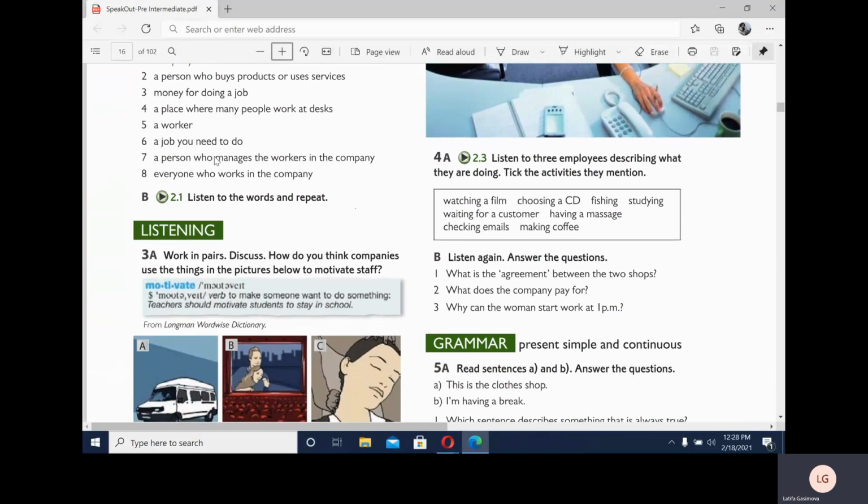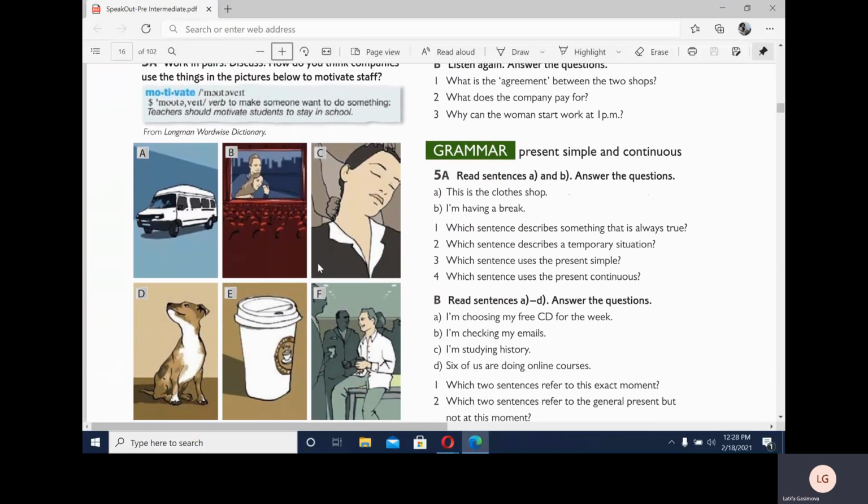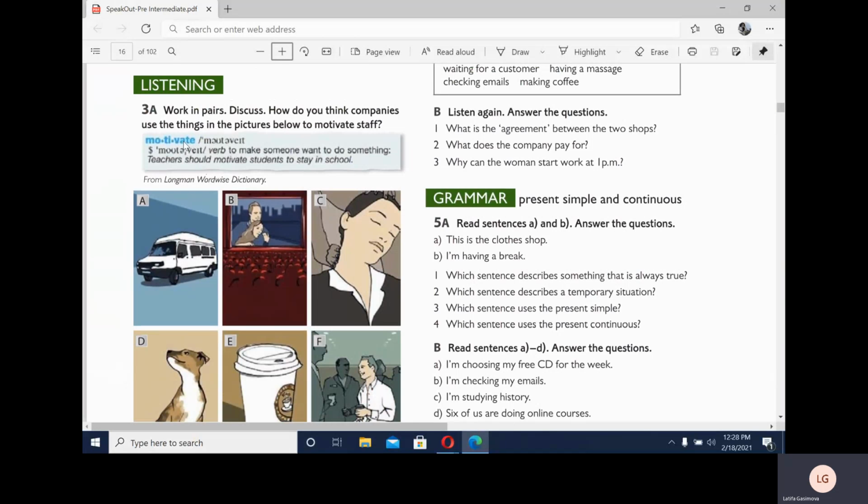Staff. Okay, then comes listening. Before listening to this, we have to answer the question, how do you think companies use these things in the pictures below to motivate staff? Then they give the definition of this word motivate. Motivate means to make someone want to do something, like teachers should motivate students to stay in school.